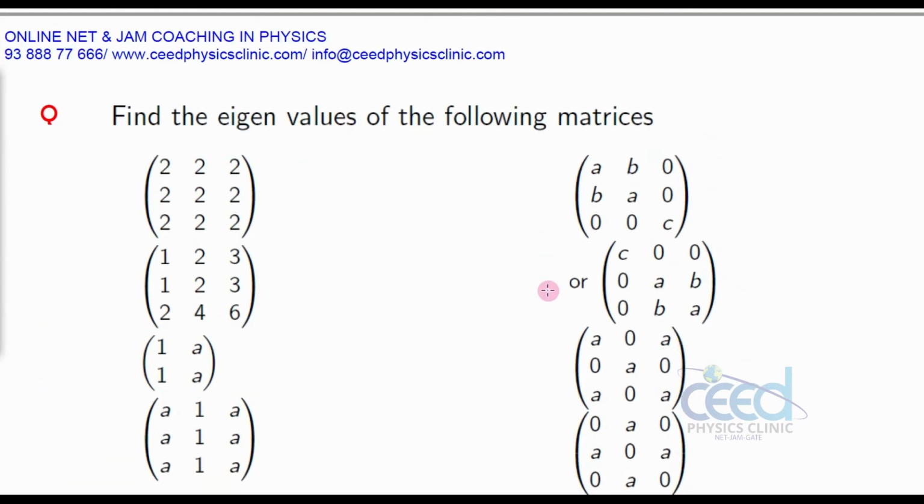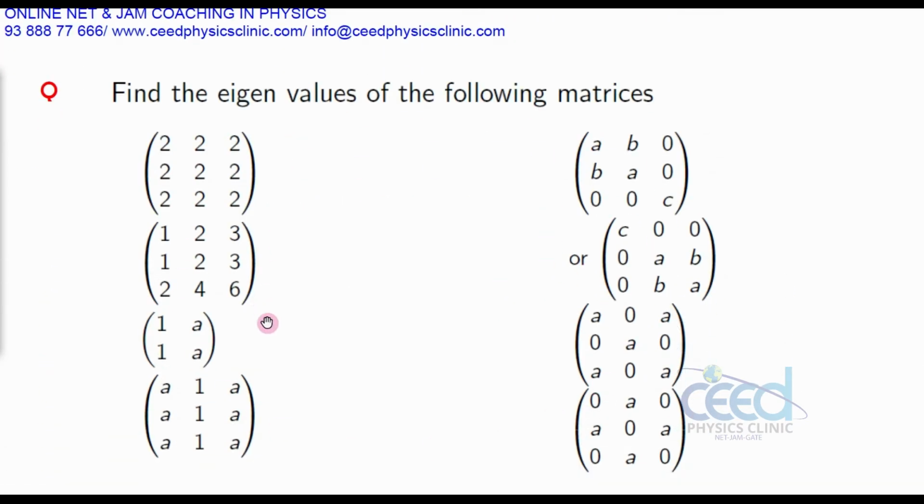Now see, here I have given a number of matrices which keep some pattern. You can find the eigenvalue using determinant of A minus lambda I is equal to 0, and you can make your own ideas, any shortcut method, and keep it in mind for the examination. That will be very helpful. Okay, so here I have given some examples that you can practice.